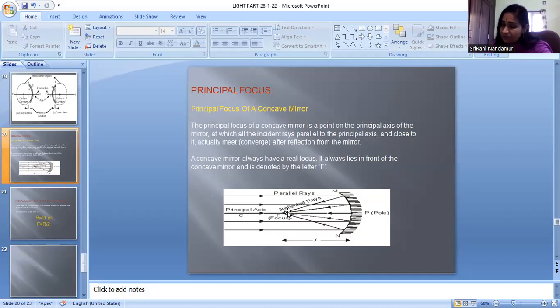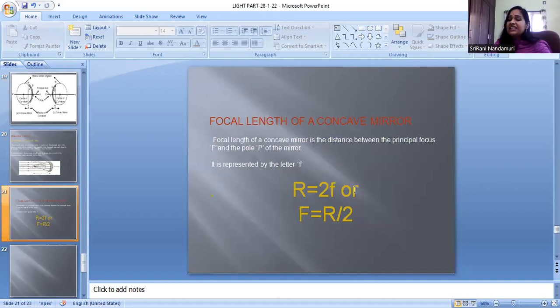You can see the principal focus. This focal point is half of the radius of curvature. This complete thing is called the radius of curvature. From here to here is one part, and from here to here is another part. Each is one focal length. So, R is equal to 2f. Radius of curvature is equal to 2 times the focal length.